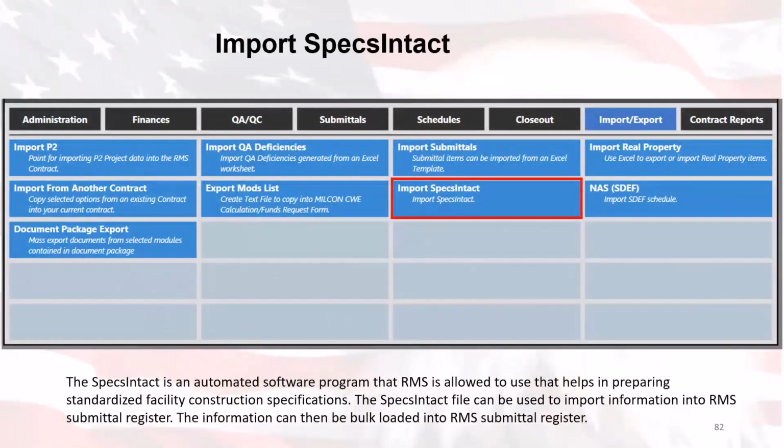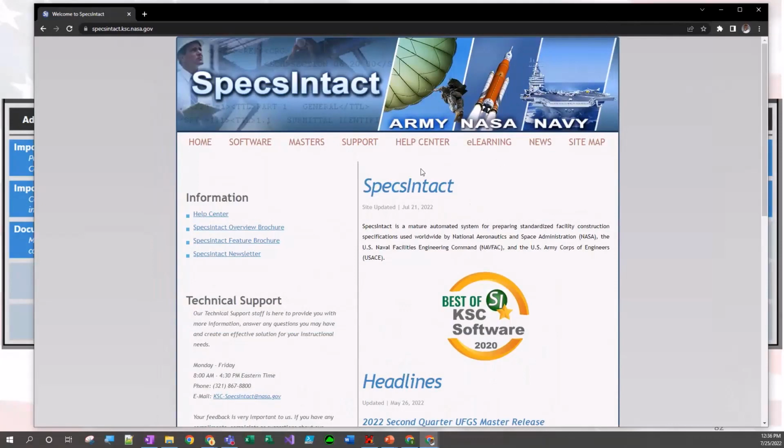All right, the next import option we're going to look at is the Specs Intact, which is an automated software program that RMS is allowed to use that helps in preparing standardized facility construction specifications. The Specs Intact file can be used to import information into the RMS submittal register. The information can then be bulk loaded into the RMS submittal register.